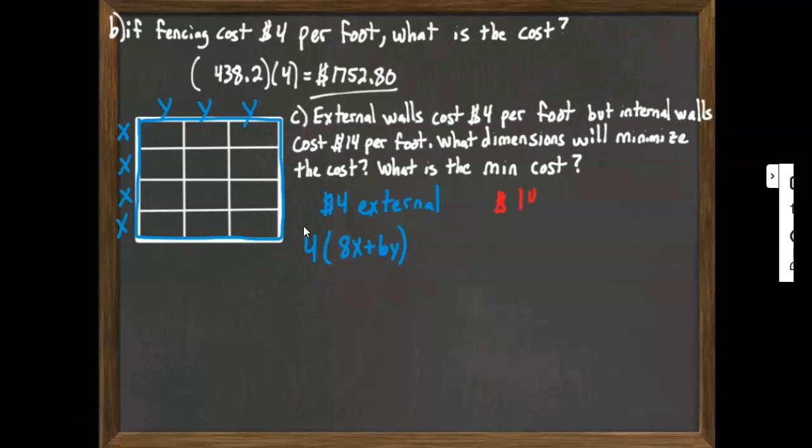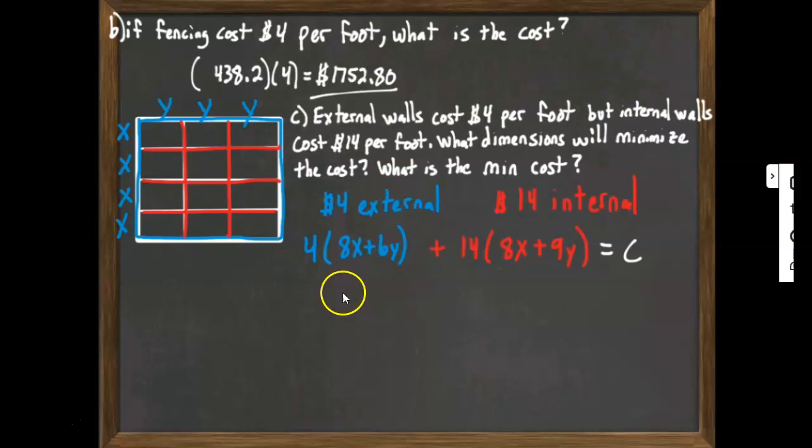We then have our $14 internal walls. So that's all the inside ones. And you can see, if you look at the X's, you have 4 coming down here and another 4 coming down, so it's 8X. The Y's, you have 9 of them: 3, 3, and 3 coming across. And they're all going to be multiplied by 14. And that's going to be my cost function.